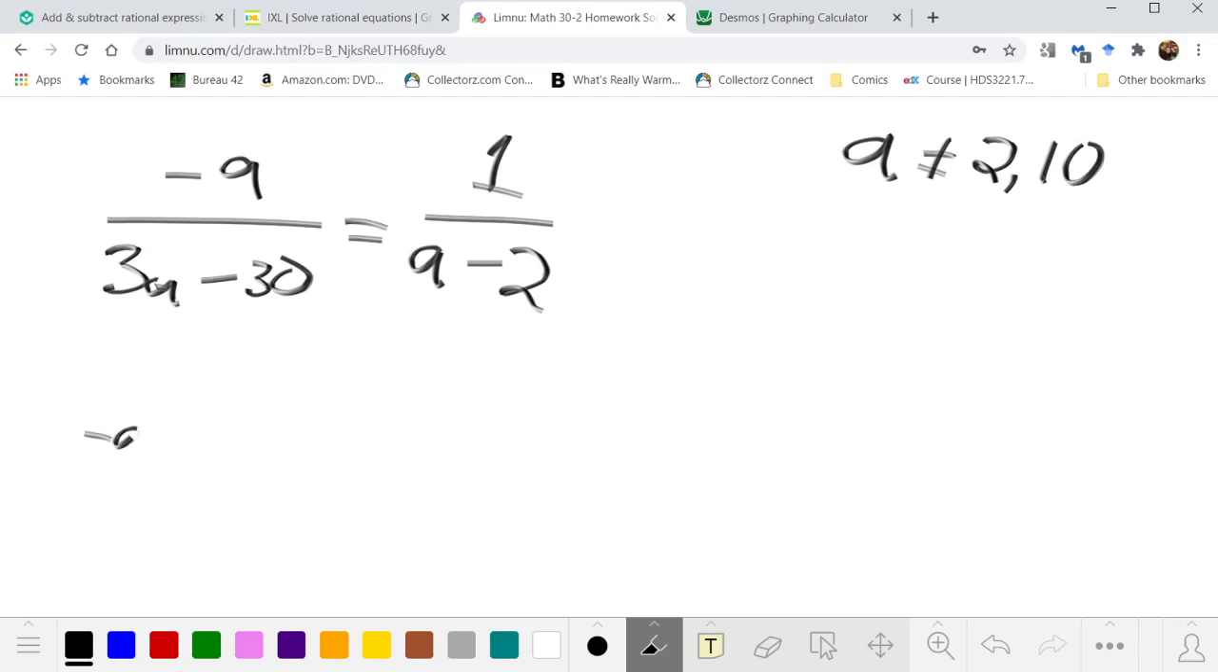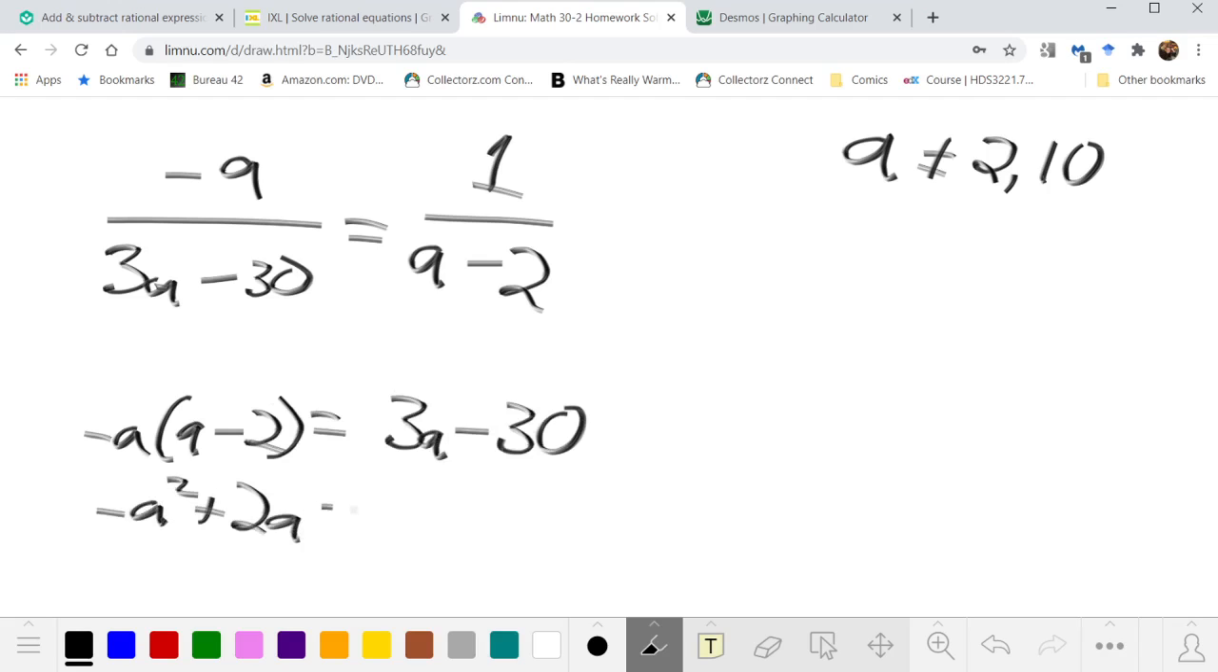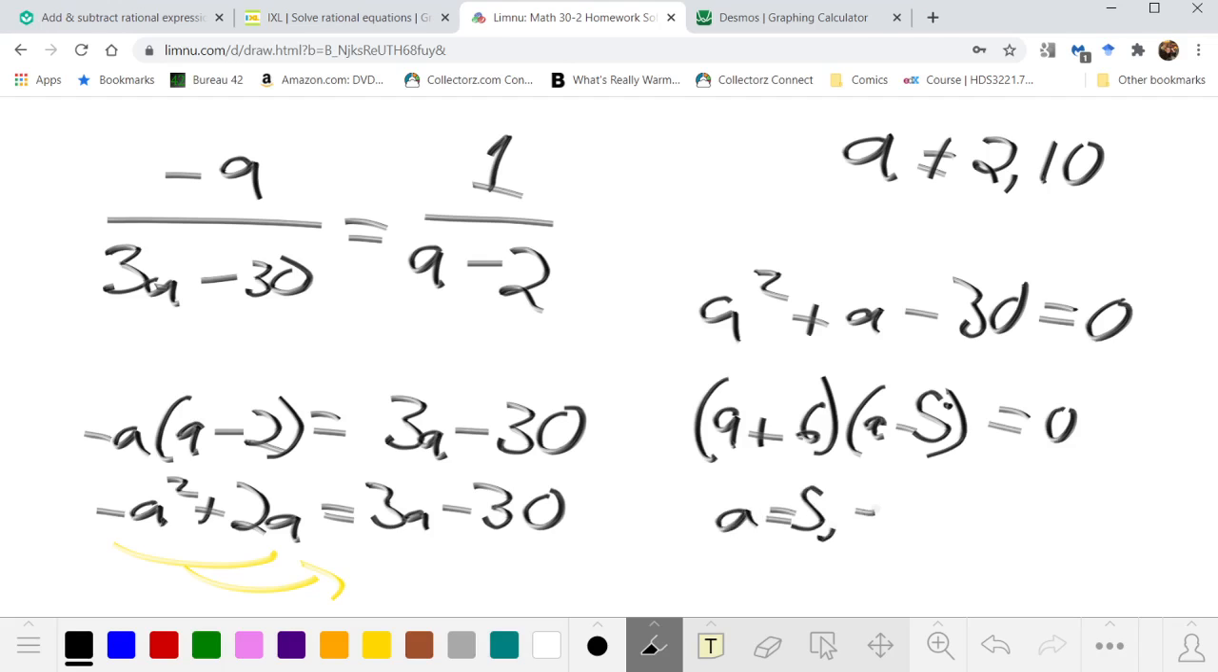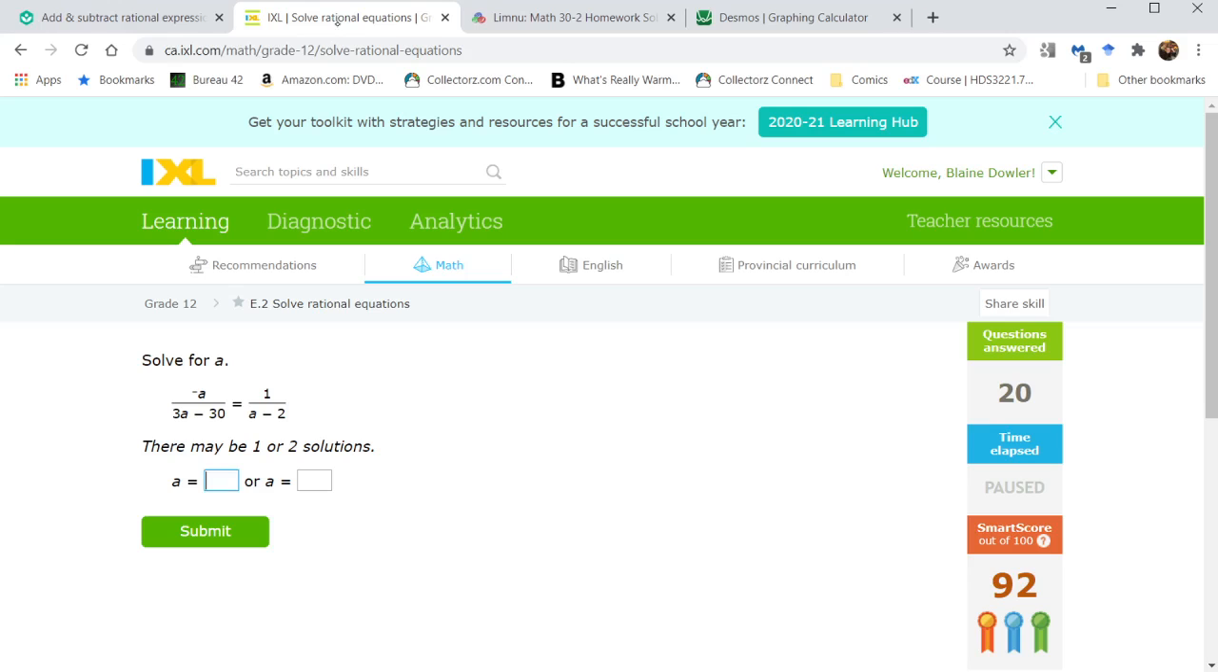Cross multiplication gives us a negative a times a minus 2 equals 3a minus 30, or negative a squared plus 2a equals 3a minus 30. Moving everything to the right-hand side, so our quadratic has a positive leading coefficient, gives us a squared plus a minus 30 equals 0, which factors as a plus 6, a minus 5. So a is 5 or negative 6. So that's a 5 and a negative 6.